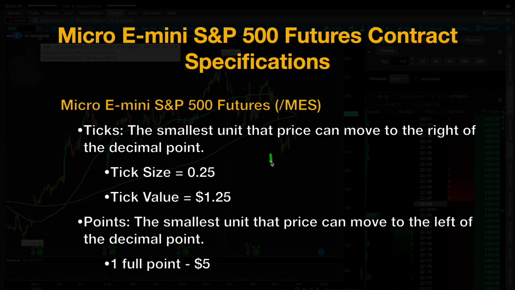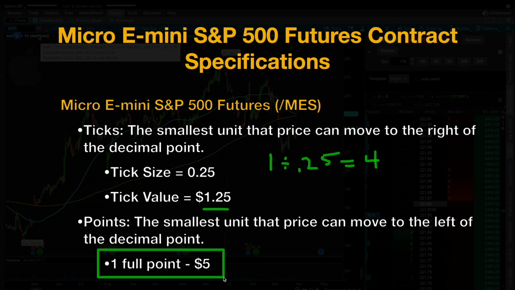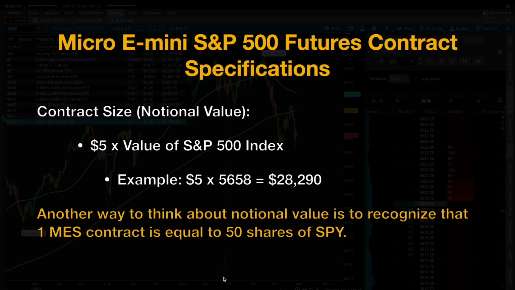If we were to take 1, because we want to figure out how many ticks are in 1 point, and we divide that by 1/4 of a point, I think many of us know that there would be 4 ticks in 1 point. And if we take 4 and we multiply that times $1.25, we get a full point value of $5 per contract. So now that we know that a 1 point move is equal to $5, we can calculate contract size or notional value.